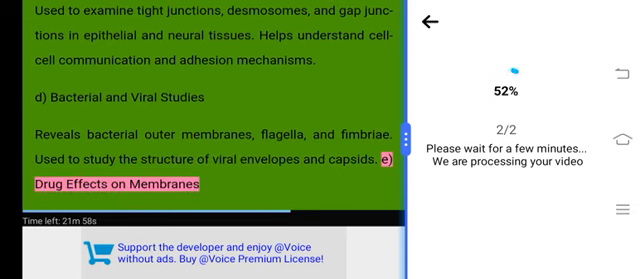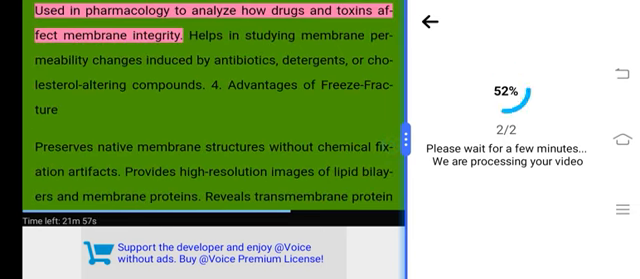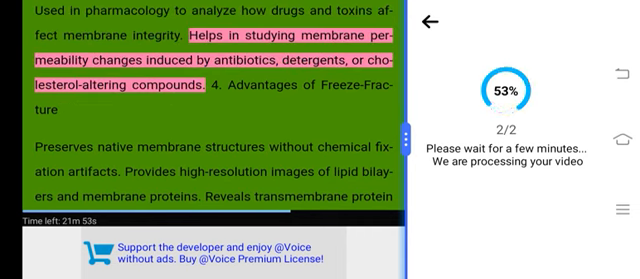E. Drug effects on membranes. Used in pharmacology to analyze how drugs and toxins affect membrane integrity. Helps in studying membrane permeability changes induced by antibiotics, detergents, or cholesterol-altering compounds.